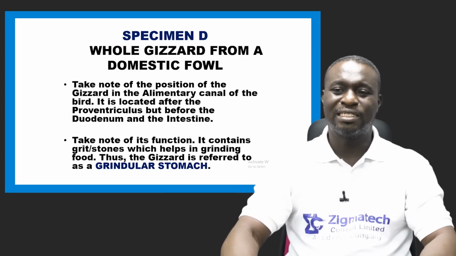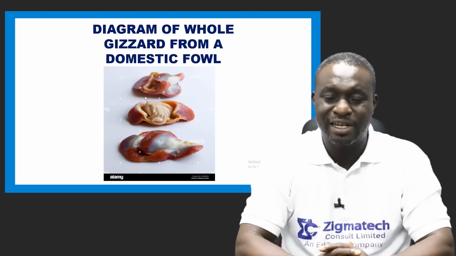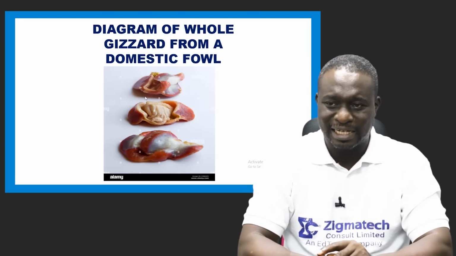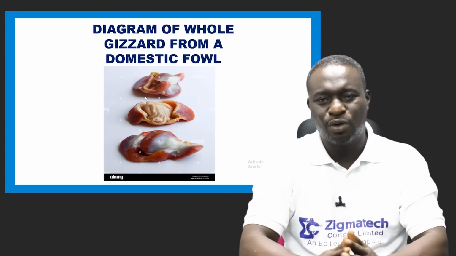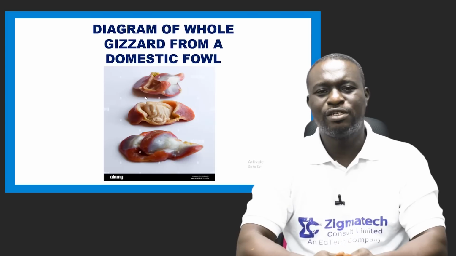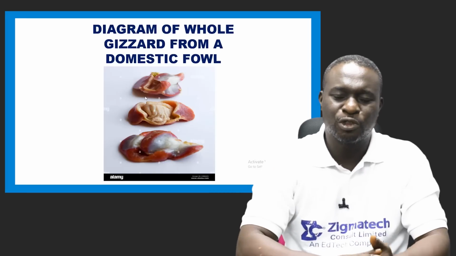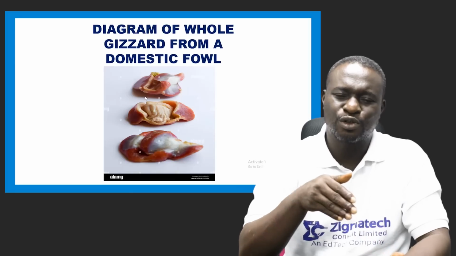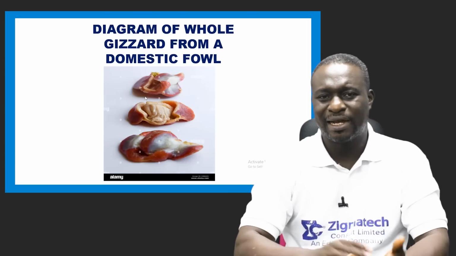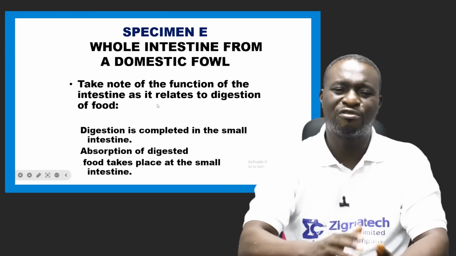When you see the gizzard, please note what it looks like. So you can see it on the screen there. We have the gizzard. This is when it is actually cleaned and made okay. But when you open it, in the first case, before cleaning it up to this extent, you will discover that it has grits or stones inside. And I've told you the functions of that. It helps for grinding of the food.